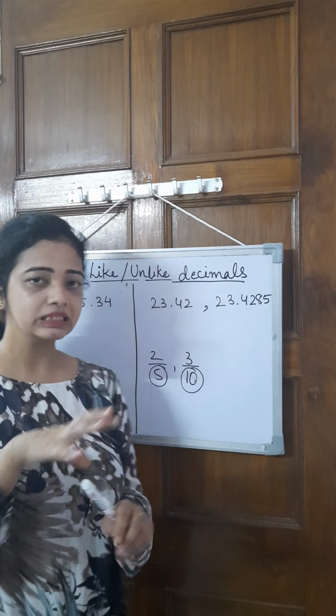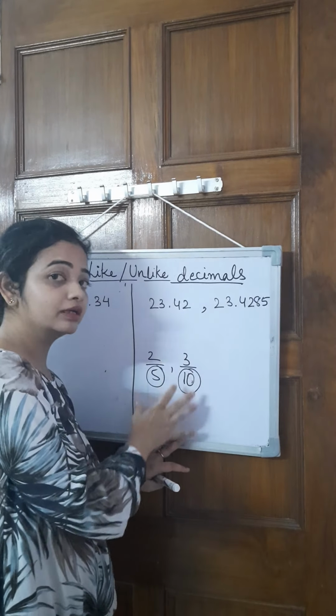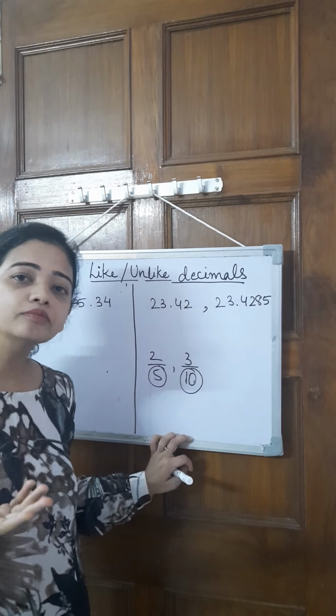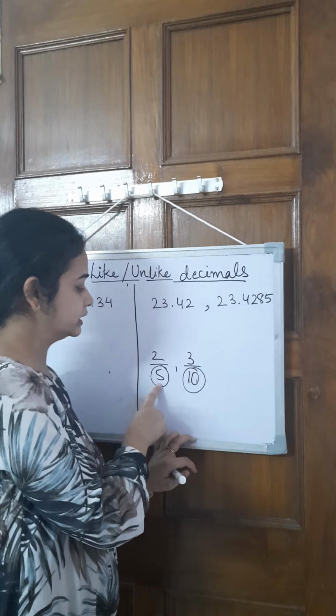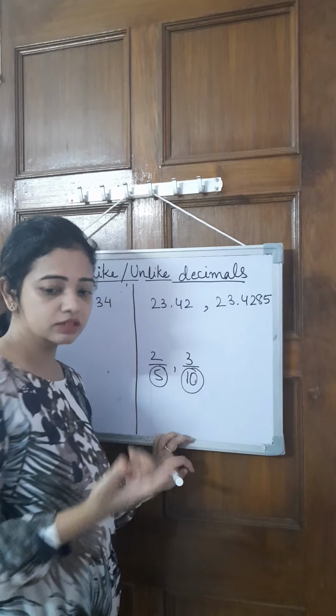So we can see that in fractions we talk about numerator and denominator. To convert them to like fractions, we change these denominators to the same number.